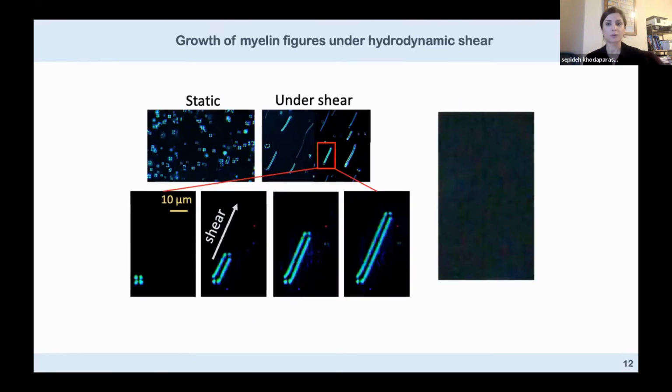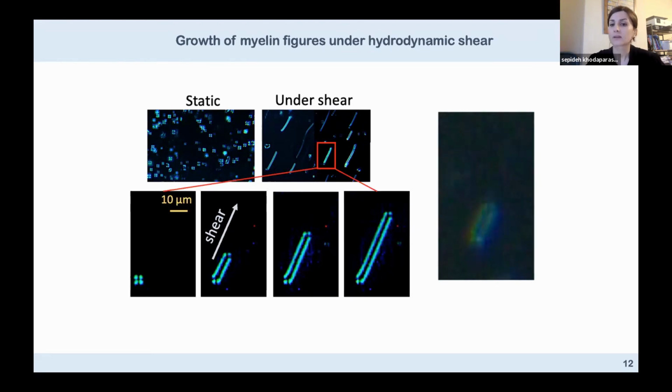So I'm sort of done with my talk on the equilibrium and the statics. I just want to show some of the nicer videos under dynamic conditions. The first one is droplets that are formed under static conditions by cooling. Next to it, we have a condition where we are cooling the solution but shearing it at the same time. You can see that in the direction of the shear, instead of spherical droplets, we get elongated myelin figures.